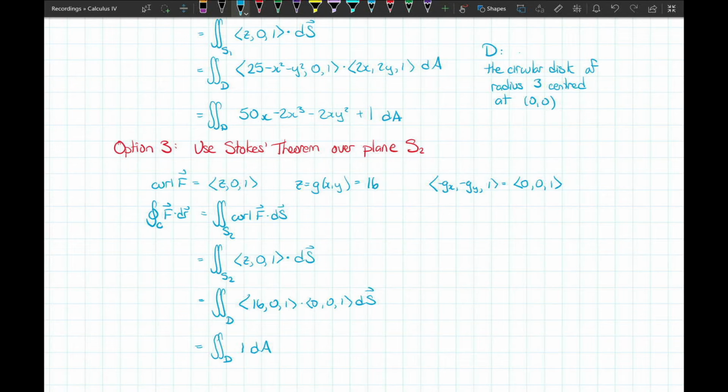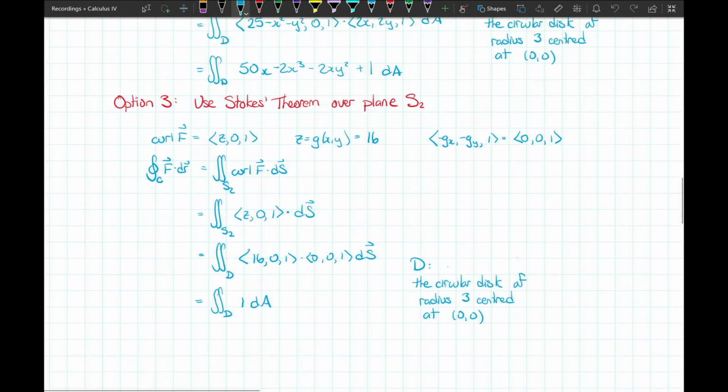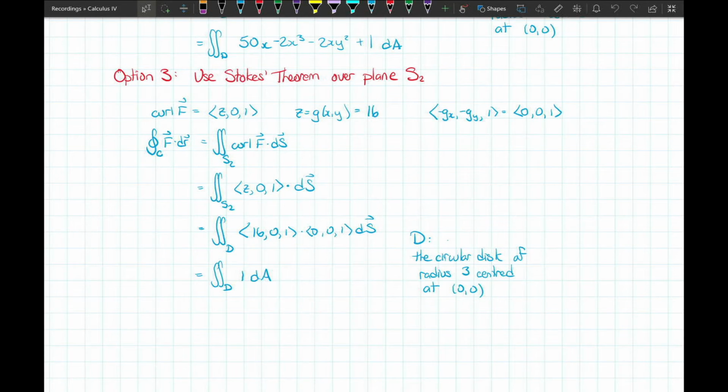Well, that's always really nice. We're just integrating a double integral of the function 1. Remember that that's nothing more than calculating the area of that region. And once again, D is the circular disk of radius 3 centered at the origin. We already know how to calculate the area of that circular disk. It's just pi r squared, which gives us 9 pi.